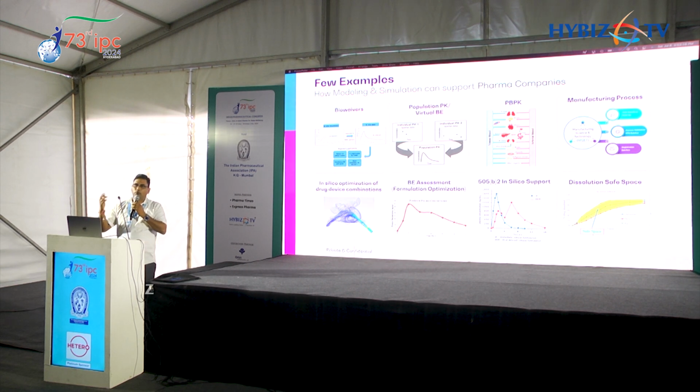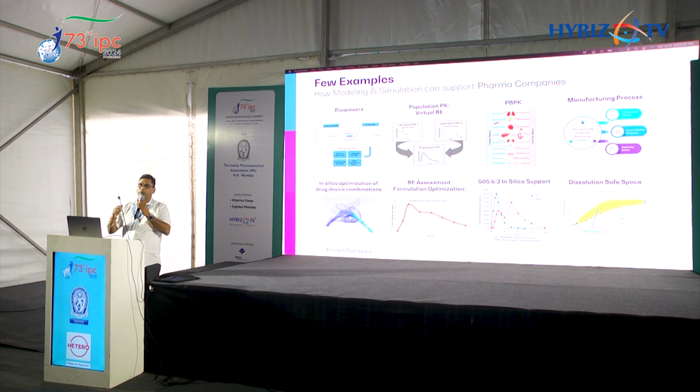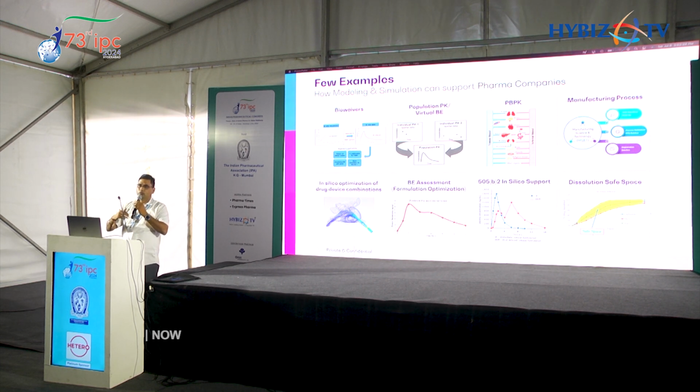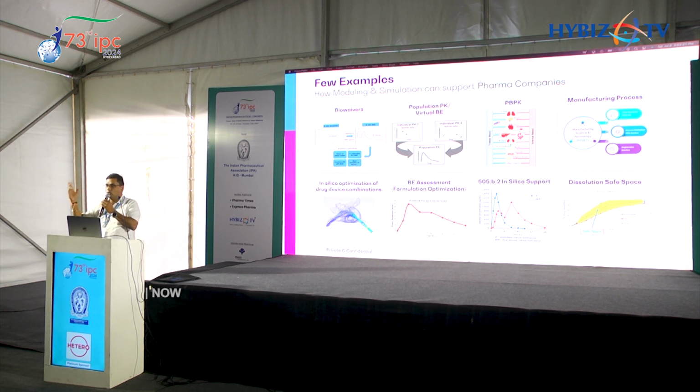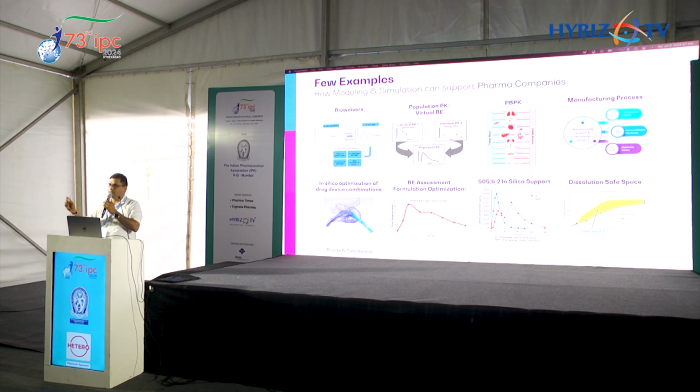And again, talking about formulation optimization, which is rank ordering the formulation, 505(b)(2) support, where we can design a new dosage form altogether with a different dose. It means we can decrease the dose, we can make a tablet into a capsule, a capsule into a suspension. All these changes can be modeled, and we don't need to do a study at each and every step.